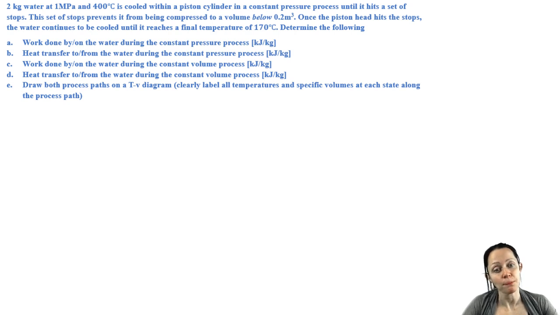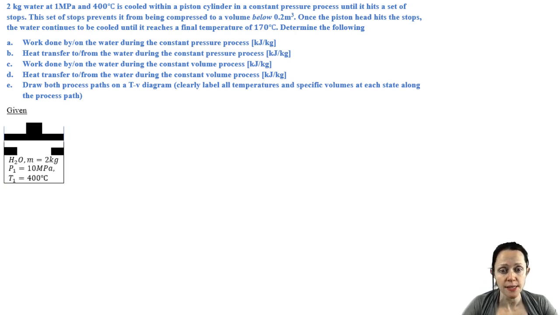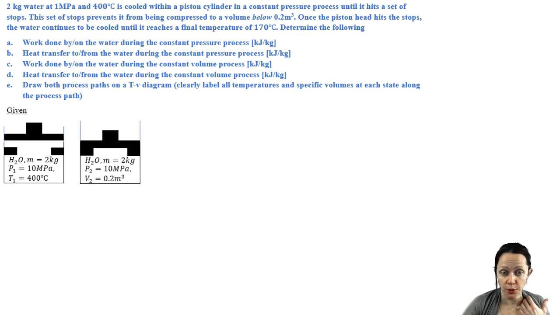All right, so I've got a piston cylinder fitted with a set of stops. There's water, 2 kilograms of water in that piston cylinder. I'm given initial temperature and pressure. I'm told that it undergoes a compression process to a minimum volume of 0.2 meters cubed, and of course the stops prevent that piston head from moving below that mark.